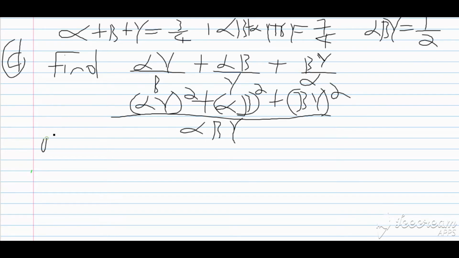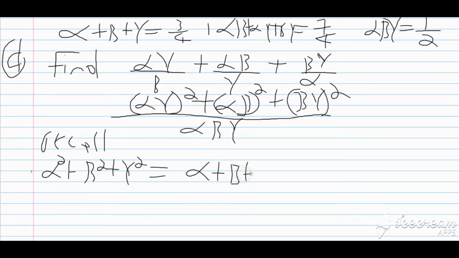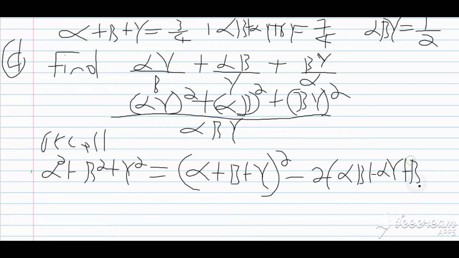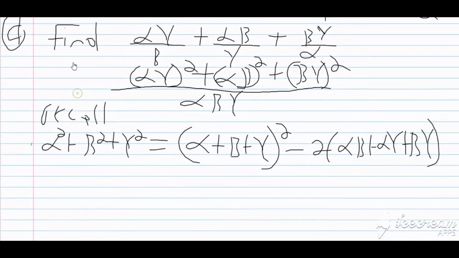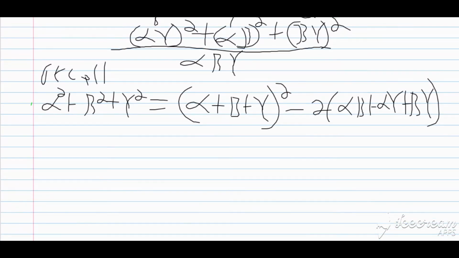The numerator almost seems familiar. All right, recall that when we had alpha squared plus beta squared plus gamma squared, this was equal to alpha plus beta plus gamma all squared minus 2 times alpha beta plus alpha gamma plus beta gamma. So I could actually use this comparison to work out my numerator. Let me put them side by side, and let me write it in order: alpha beta squared plus alpha gamma squared plus beta gamma squared.